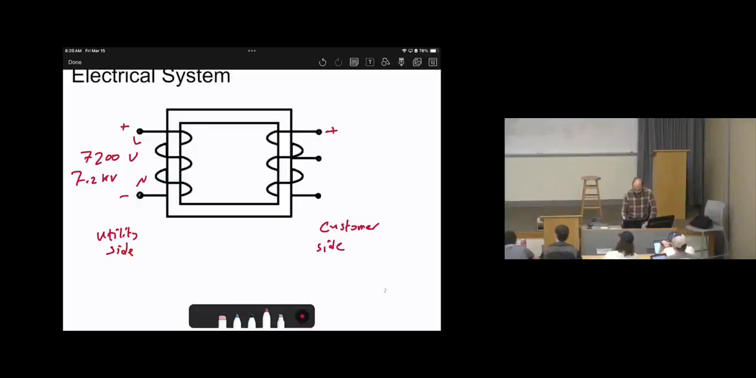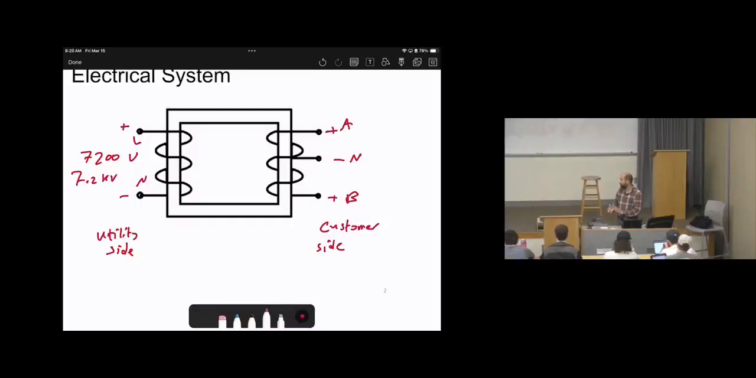Actually, we have two positive and one negative. Or in other words, this we call phase A, this we call phase B, and the negative we call neutral. Neutral is for the returning currents, and we have two positives. What's the point of having two positive? Why don't we have just one positive and one negative? The reason is because in your home, you have two voltage systems. You have 120, you have 240.